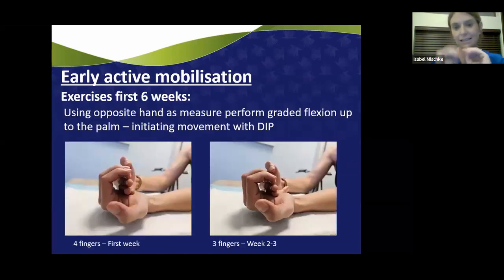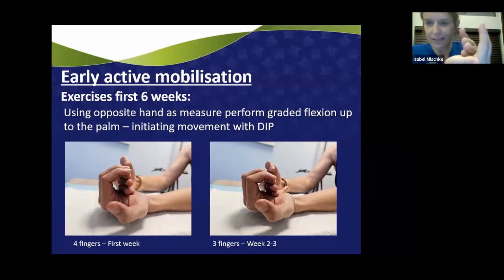So a nice tip or trick that you can use to educate your patients on how not to go too far and how to grade the flexion is to use 4 fingers in the first week. So you tell them to take the opposite hand and place 4 fingers in their palm. And then ask them to flex, initiating with the DIP up to the 4th finger. Tell them not to squeeze the finger, but just to touch. And then straighten it. Then the next week, you can actually lose a finger.